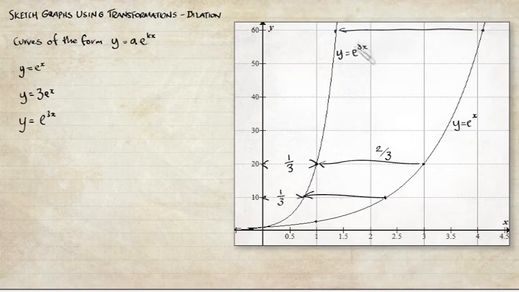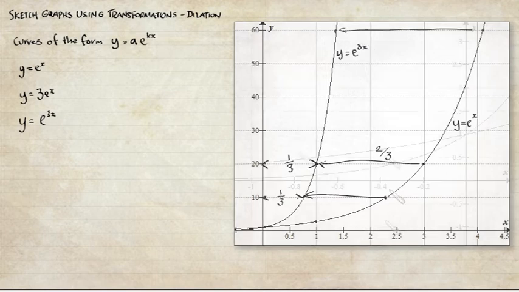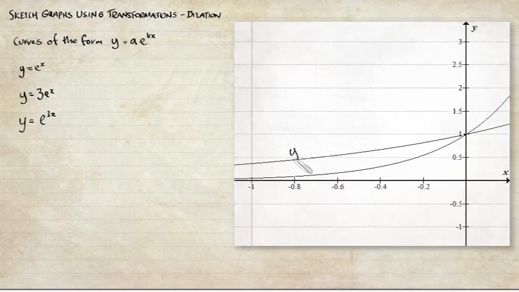Let's just have a look at what happens to the left of the y-axis and zoom in on the two graphs. Here I've zoomed in on what happens to both those curves just to the left of the y-axis. Let's firstly label the curve so we know which is which. The top one is y equals e to the x, the lower one y equals e to the 3x.